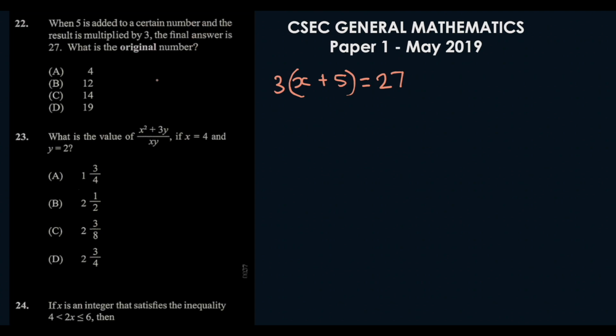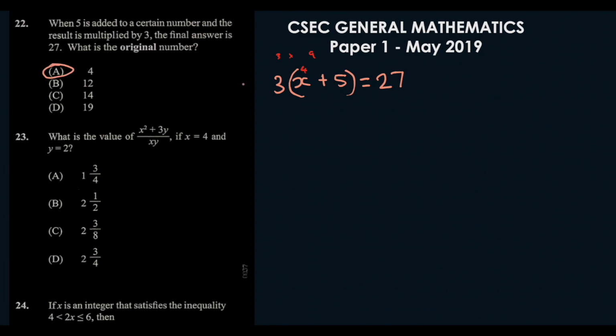So one of the things I could do is I could just start putting in one of these numbers to see if it works. So for instance, if I try the 4, that's the first thing I'm going to try. 4 plus 5 is what? 9. And then we have 9 out here. 3 times 9 is 27. So we know our answer is A.